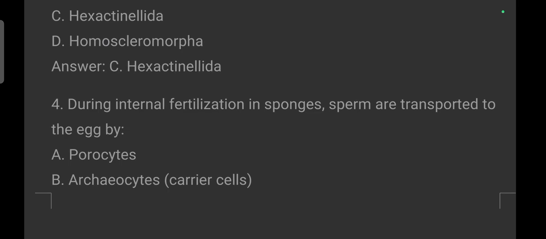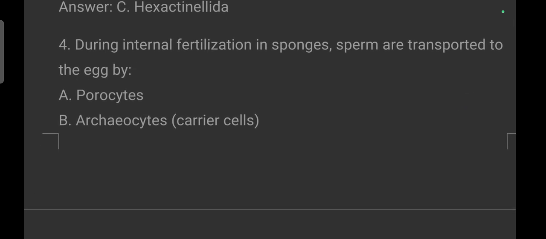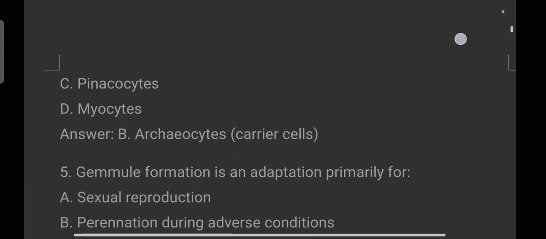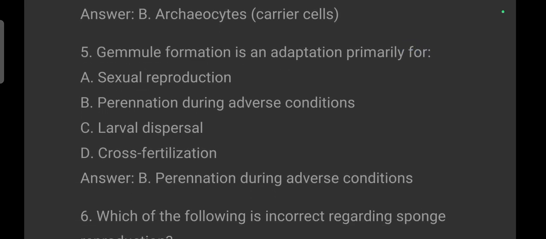During internal fertilization in sponges, sperm are transported to the egg by porocyte, archaeocyte, pinacocyte, myocyte. Answer is archaeocyte, or carrier cell. Gemmule formation is an adaptation primarily for sexual reproduction, perenniation during adverse condition, larval dispersal or cross fertilization. Answer is perenniation during adverse condition.